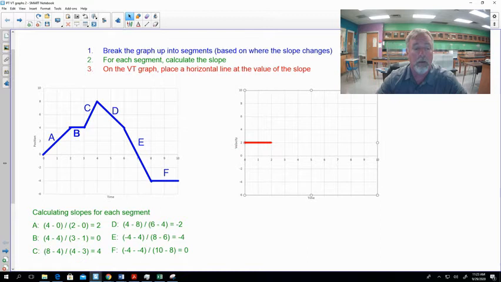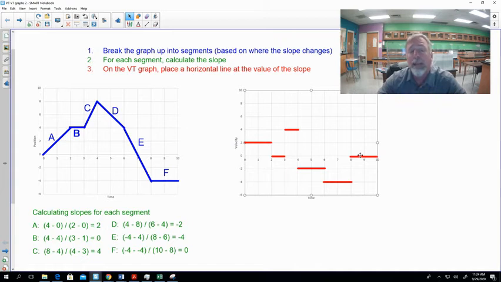For segment B, what do we see? We saw that its slope was 0. So on our velocity graph, we're going to have a line at y equals 0, velocity equals 0. And it's going to go for 1 second, from second 2 to 3, just like our segment B did. Segment C, our slope was 4, so we have our line at 4. It also went for 1 second. Segment D, we saw our slope was negative 2, and that went for 2 seconds. E was negative 4. And finally, F, it's flat. That's going to be a 0 for our velocity.